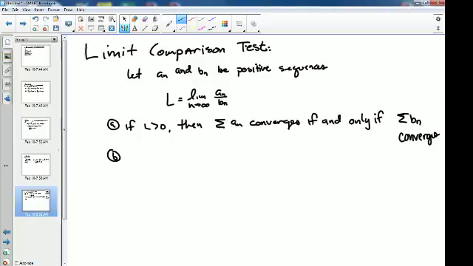But if L is bigger than 0, this limit, then they both have to converge, as long as one of them does. If one of them diverges, and this is true, they both have to diverge. So they are very limited. Okay, what happens if L is infinity?